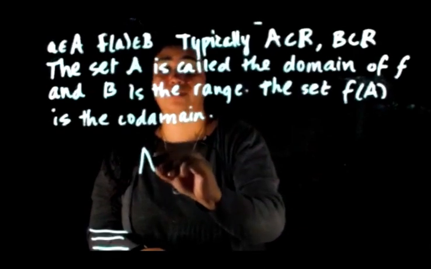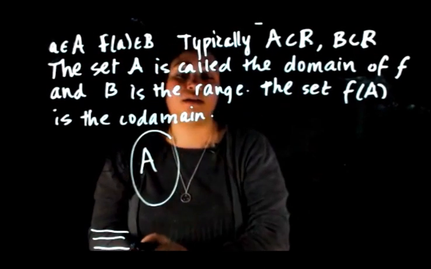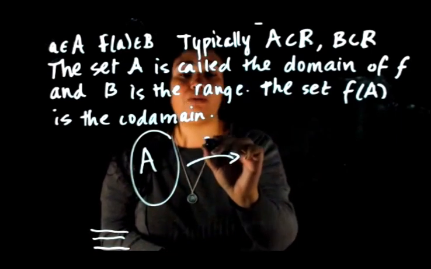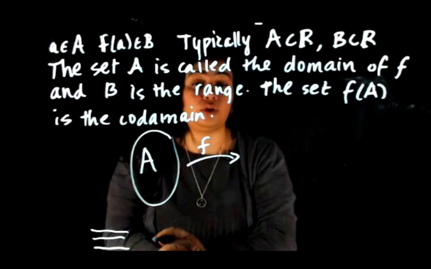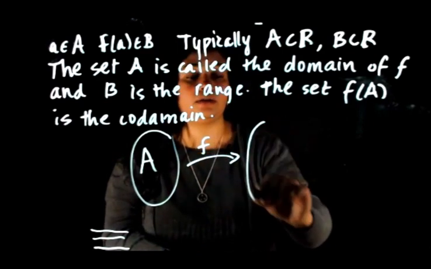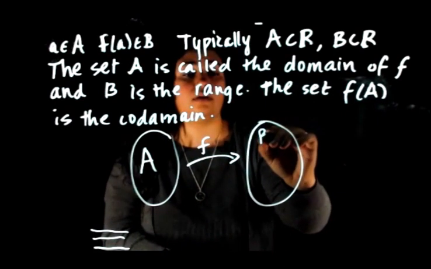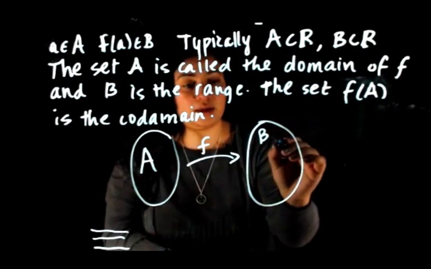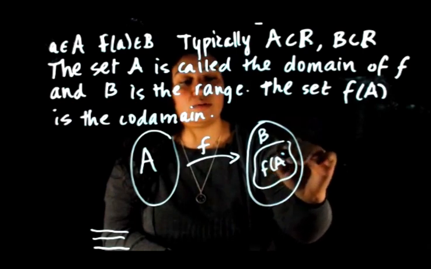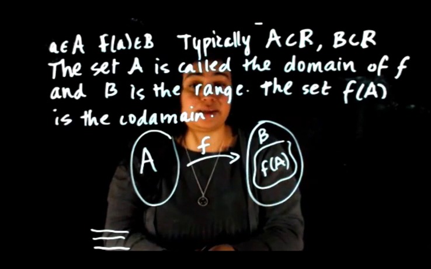So if you picture the set A, all elements collected, and you map them with your rule, which you've labeled f, over to B, the target space, f of A would be the collection of elements that get hit.